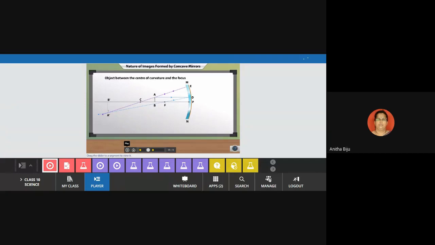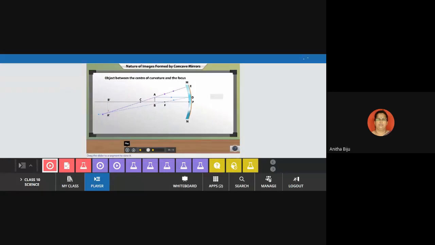Now you got it why the object is small in size, so that it is convenient to draw image formation. Now you can draw the diagram. Now you can see where it is located. It is located beyond C. So you can write it down in this way.